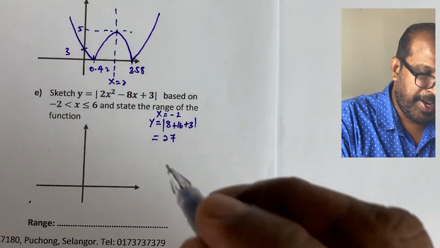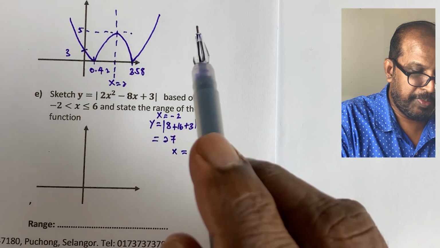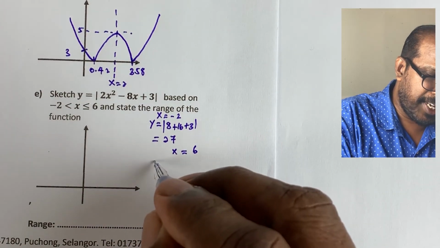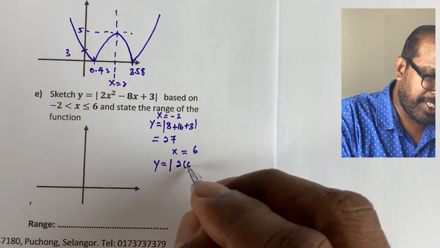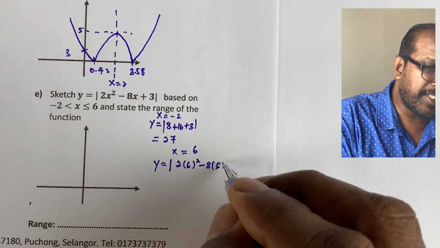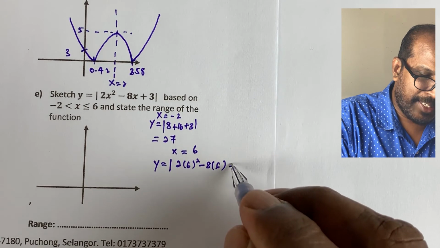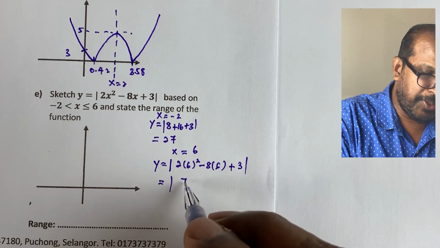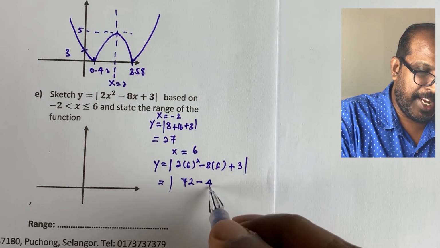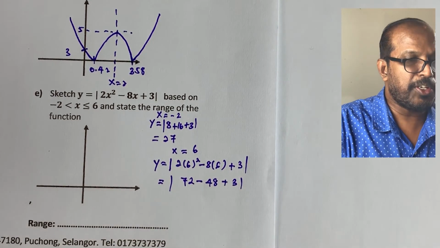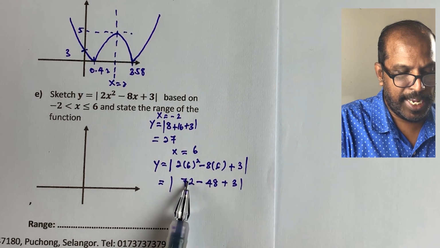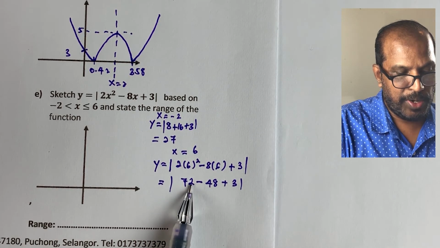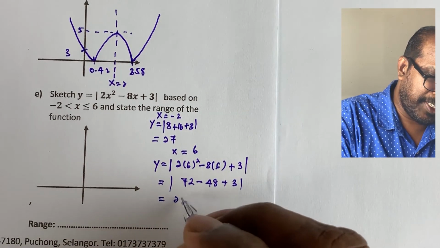So the other one is when I take x equals to the boundary which is given here, which is 6. So I put x equals to 6. So I got y is actually equivalent to modulus 2 times 6 squared minus 8 times 6, then plus 3. So this gives me modulus 6 squared is 36, 36 times 2 is 72. 72 minus 48, you'll be getting 24. 24 plus 3 is 27. So this will be 27.